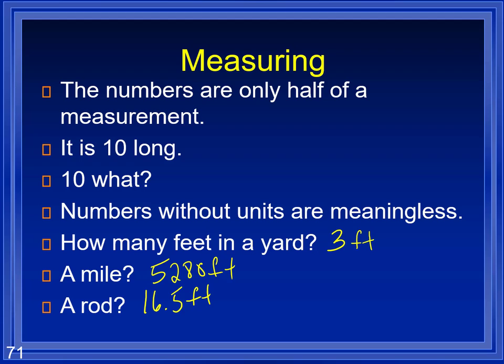Is there any pattern to the numbers 3, 5,280, and 16.5? Do you see any pattern there? No, they're just random numbers you have to memorize. And that shows up all over the place in the English system. For some reason, there's 12 inches in a foot, but there's 16 ounces in a quart. Actually, it's not some reason.